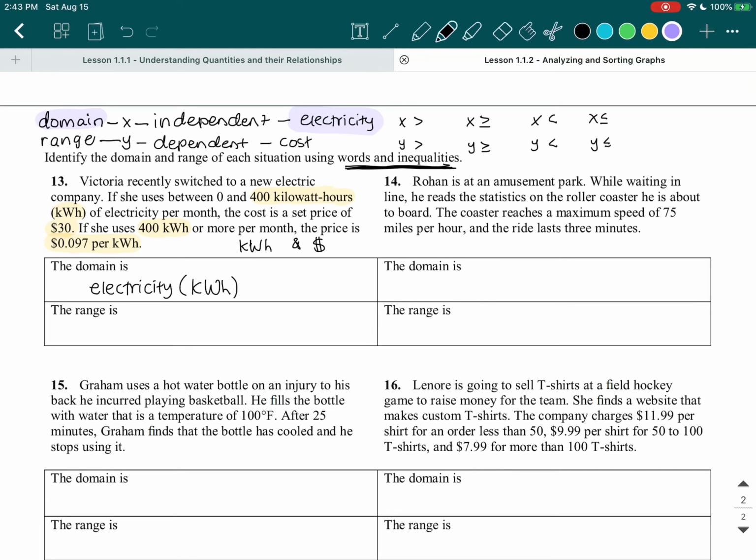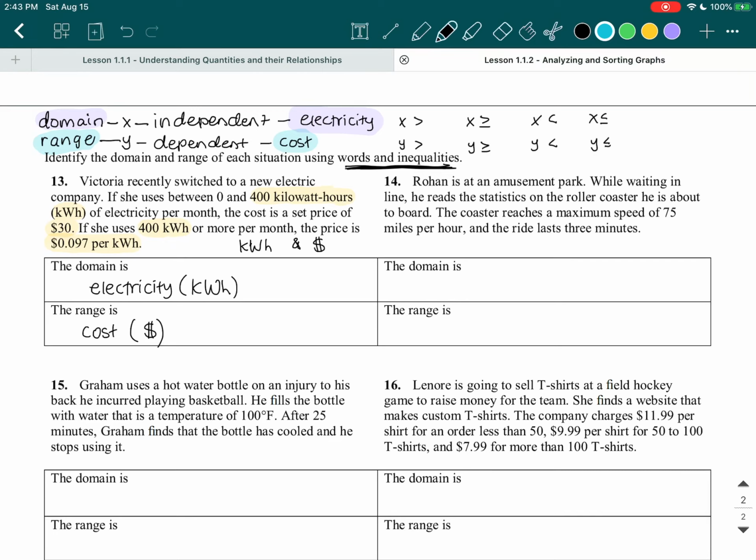So these are our words for the domain. Let's write the words for the range. The range, which is the y value, which is dependent. We said that was cost. So let's write cost. In what units? Dollars, because we're in America.